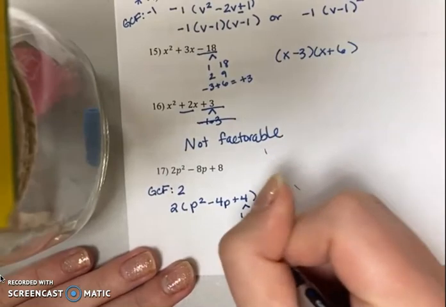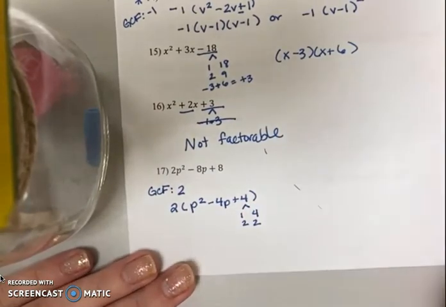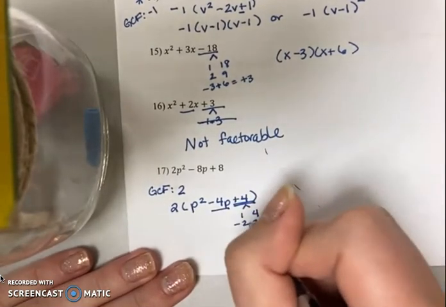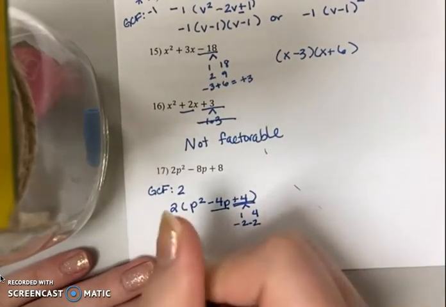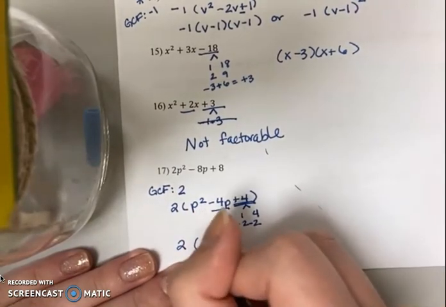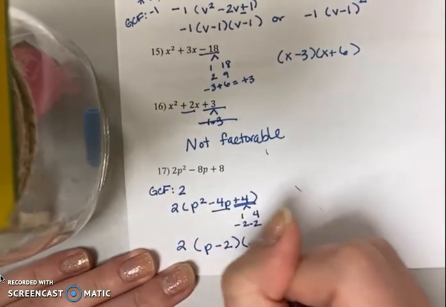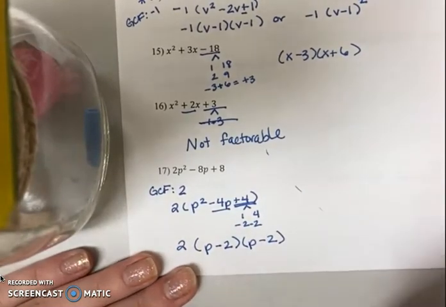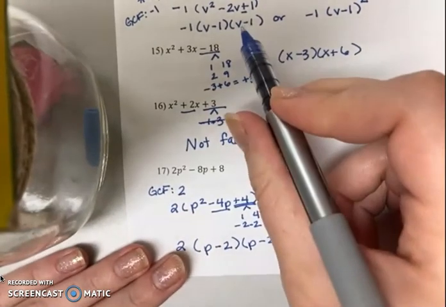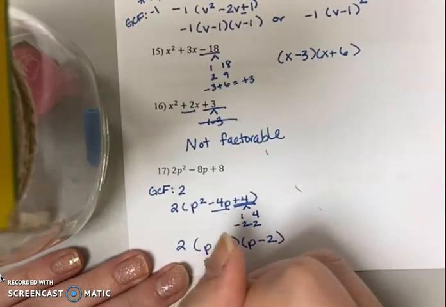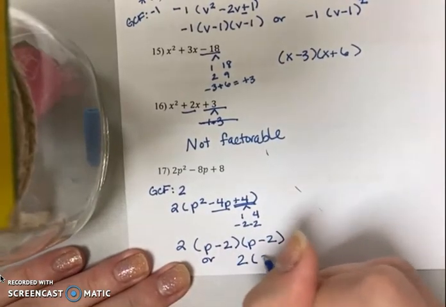1 and 4, 2 and 2 are the factors of 4. Using same signs, I want to get a negative 4. So that would be a negative 2 and a negative 2. Meaning that my answer is, don't forget the GCF, so 2 times p minus 2 times p minus 2. But, and this is similar to number 14, if I have something times itself, I can rewrite it as something being squared.